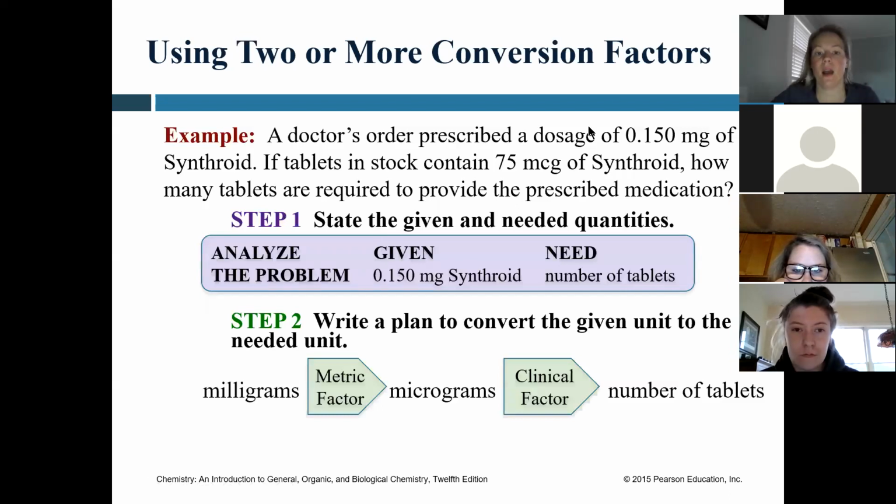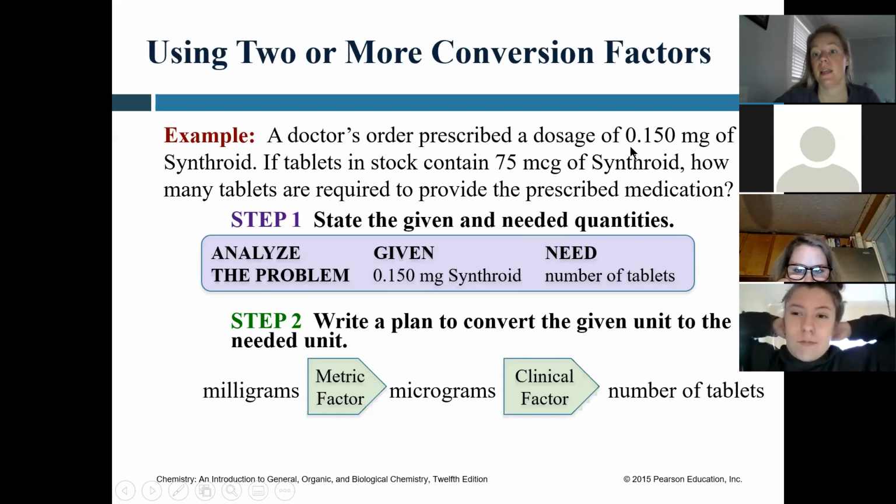Here we've got one where a doctor's order prescribed a dosage of 0.150 milligrams of Synthroid. If tablets in stock contain 75 micrograms, that's the mc for the micro, how many tablets are required to provide the prescribed medication? So we need 0.150 milligrams. Each tablet has 75 micrograms.